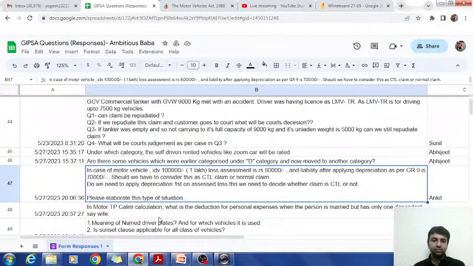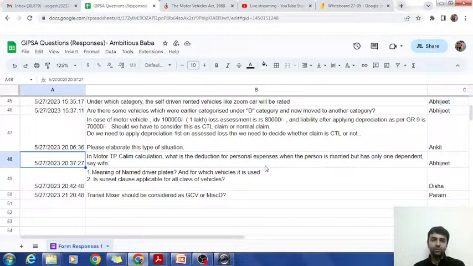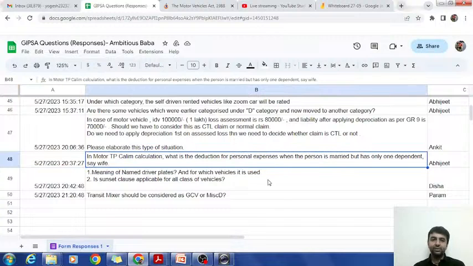Next question. In motor TP claim calculation, what is the deduction for personal expense when the person is married but has only one dependent? We just did this question. It is 2 to 3. The lowest slab is, 1/3 is his personal expense. With one dependent, I think we just did it. You posted this question at 8:37, so I feel you have got the answer for this.